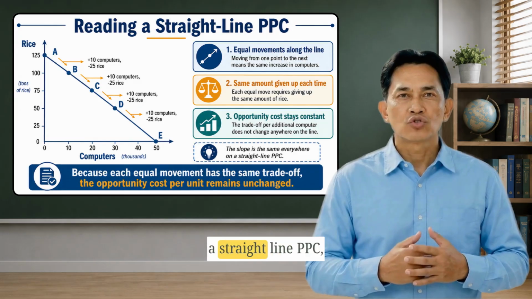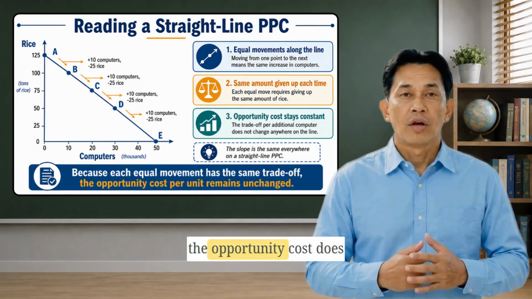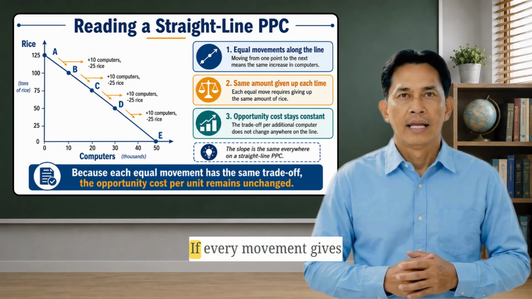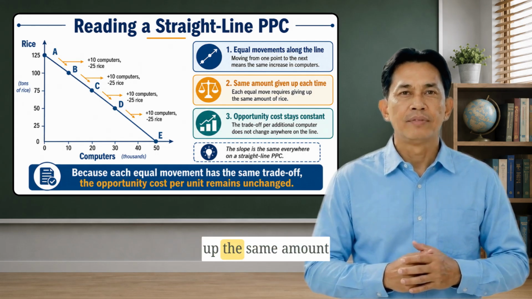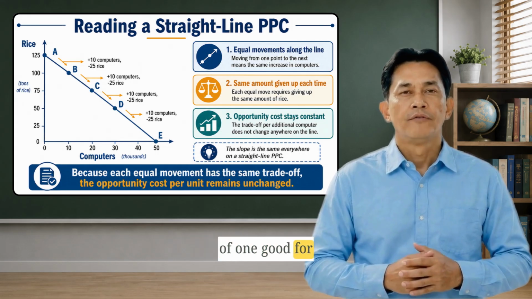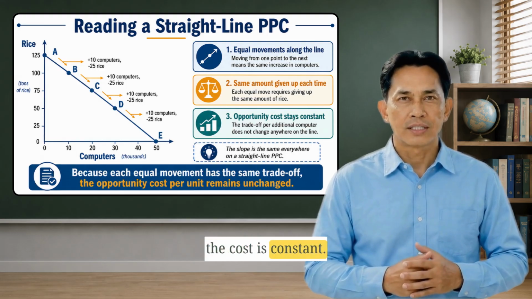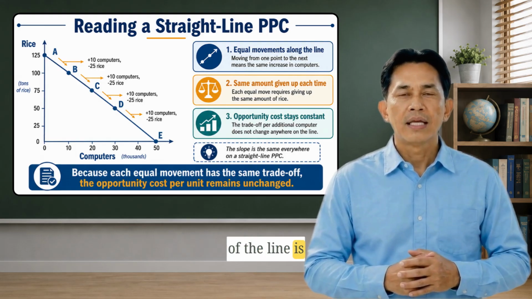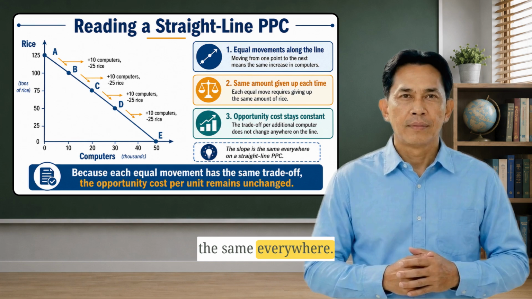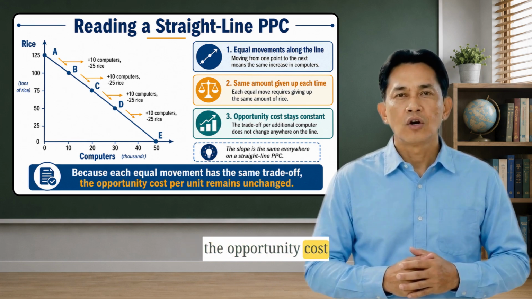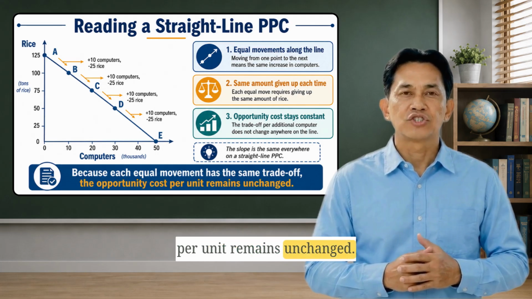When reading a straight line PPC, the opportunity cost does not change as we move along the line. If every movement gives up the same amount of one good for the same gain in the other good, then the cost is constant. The slope of the line is the same everywhere. This makes the calculation easier because the opportunity cost per unit remains unchanged.